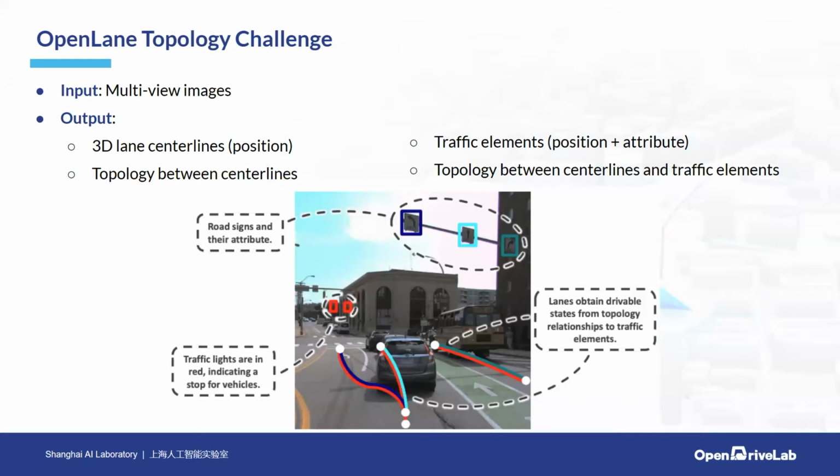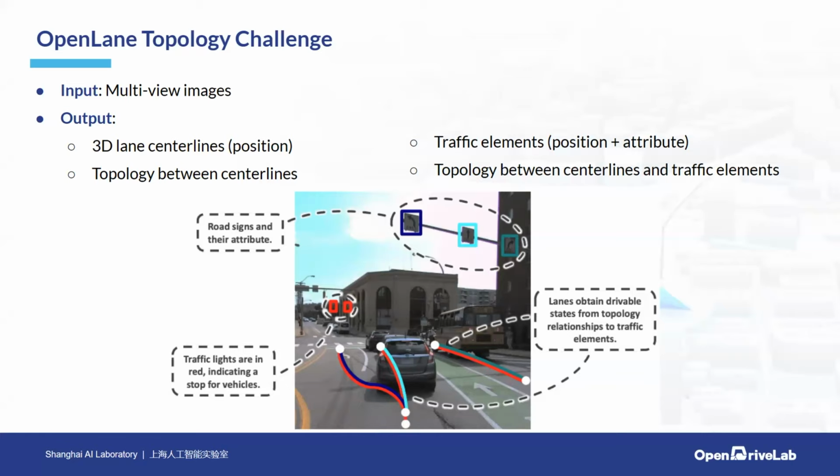Apart from detection, understanding road topology is also crucial for autonomous vehicles. Apart from the ground line lane markings, the traffic elements such as road signs and traffic lights also affect lane passability and road topology. Taking inputs from surrounding multi-view images, the aim of this challenge is to predict the 3D center line as the lane representation, detect traffic elements to enable vehicles to correctly recognize the passability of lanes, and establish relationships between lanes and traffic elements.